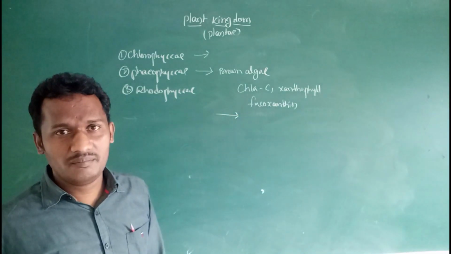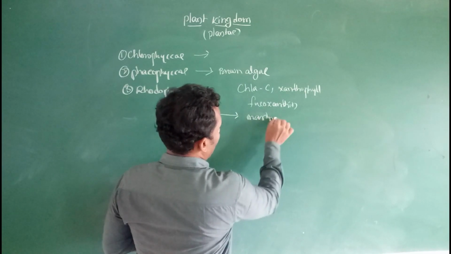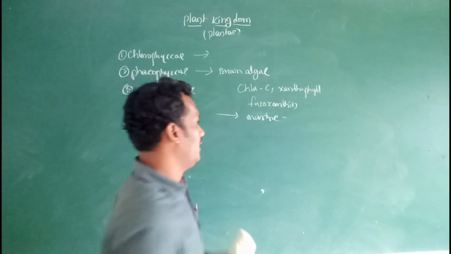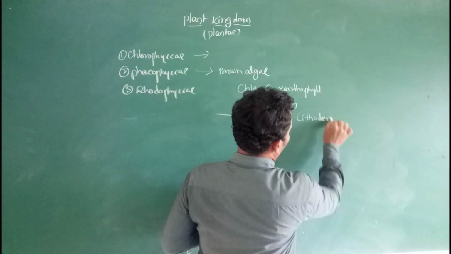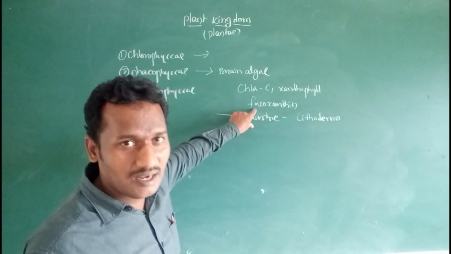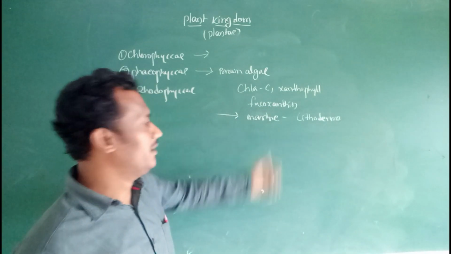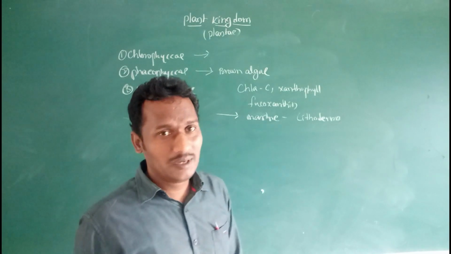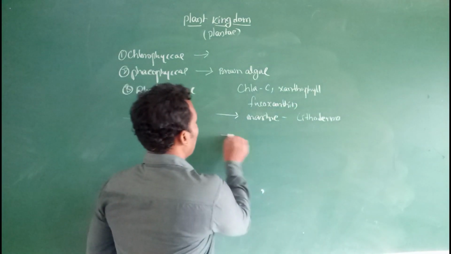Then phaeophyceae members are generally marine. Fresh water habitats are very rare. The habitat of phaeophyceae members is saline water, marine condition. Fresh water habitat is very rare. Best example, Lithoderma, a fresh water habitat.